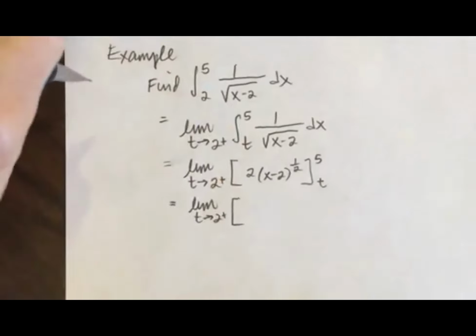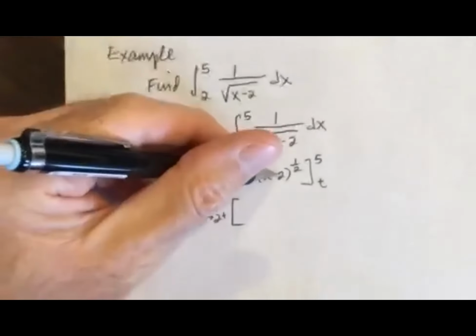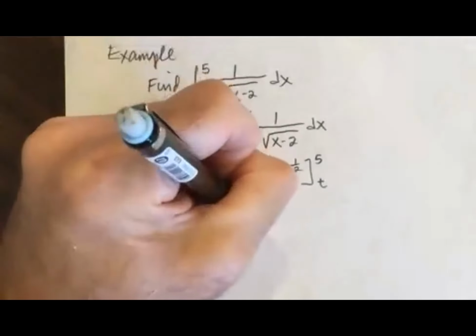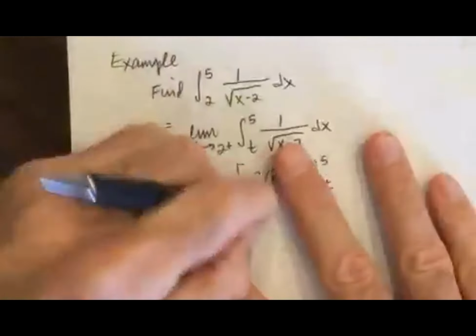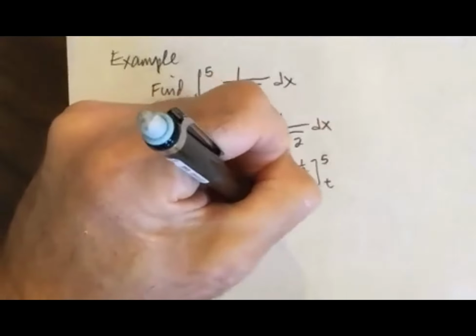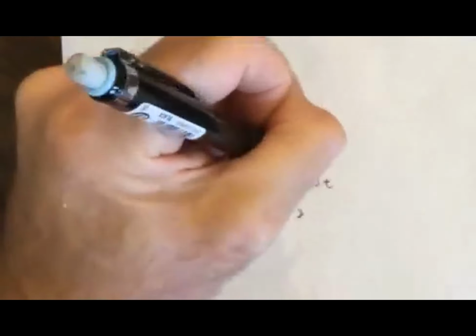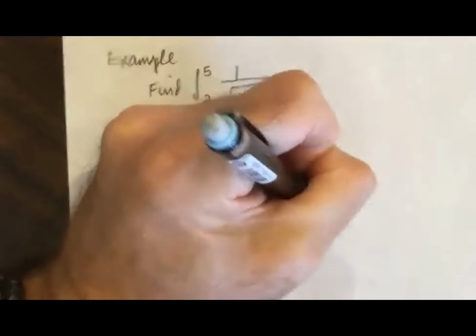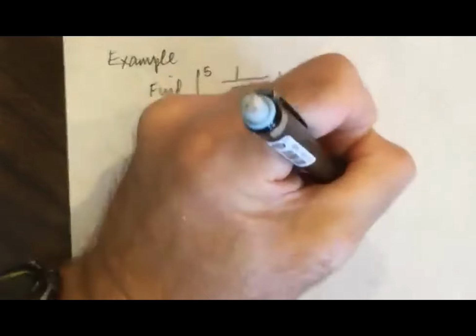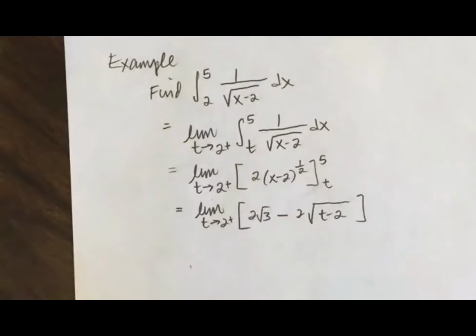Okay, so 5 goes in. 5 minus 2, 3. So this is 2 root 3? Yep. And then we get minus whatever we get when we stick in the t. So you've got 2 times the square root of t minus 2. I don't know if it's easier in the square root form or not. You can leave it however it's easiest for you.